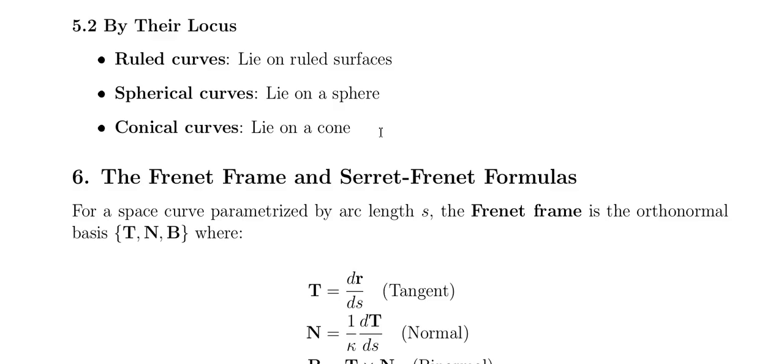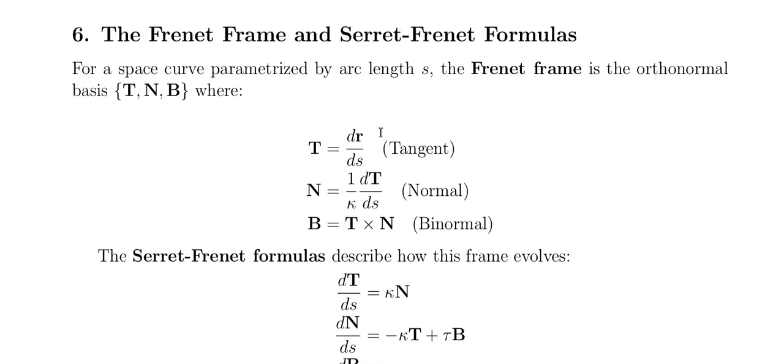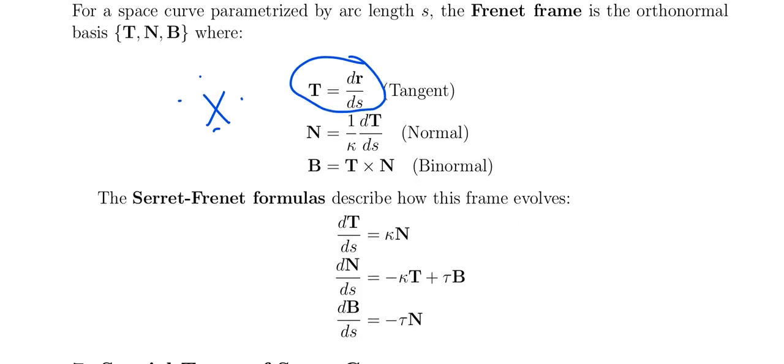And the Frenet frame and Serret-Frenet formula, that is what it is called. Here we have changed the symbols a little. So t equal to dr by ds, that is called the tangent. And the normal is 1 by curvature into dt by ds, that is called the normal. And b equal to t cross n is the binormal. This is very important, it is called the Frenet frame.